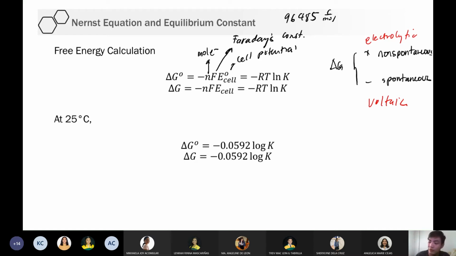But if magcha-charge ka, then you are doing the reverse reaction. You are doing the non-spontaneous reaction. Binabaliktad mo. So instead na maubos yung electrons, no? Imbes na gamitin yung electrons para ma-discharge yung battery, you are providing electrons para ma-charge yung battery. Yun yung reason ba't kailangan natin siya isaksak sa pader. Hindi sa pader pa, sa saksakan.